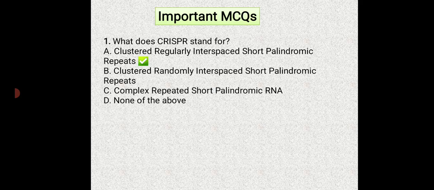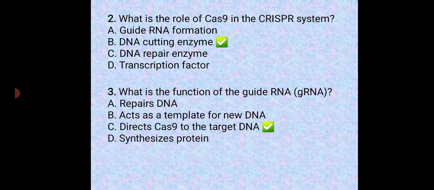And let's discuss some more MCQs related to this topic. First question, what does CRISPR stand for? It stands for clustered regularly interspaced short palindromic repeats, right? And next question, what is the role of Cas9 in the CRISPR system? Guide RNA formation, DNA cutting enzyme, DNA repair enzyme, and transcription factor. Yes, the answer is DNA cutting enzyme.